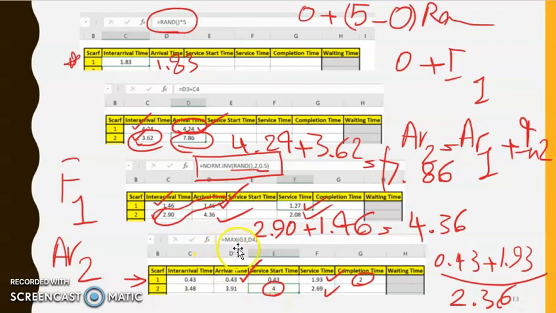That's the reason, my friends, that the formula you see here for the service start time of the second customer is the maximum of G3 and D4. G3 is the completion time of customer 1, and D4 is the arrival time of customer 2. Whichever is bigger should be considered as the service start time of the second one. If you feel confused, please stop the video and review this explanation again.